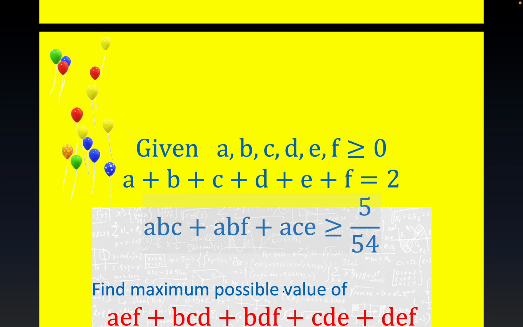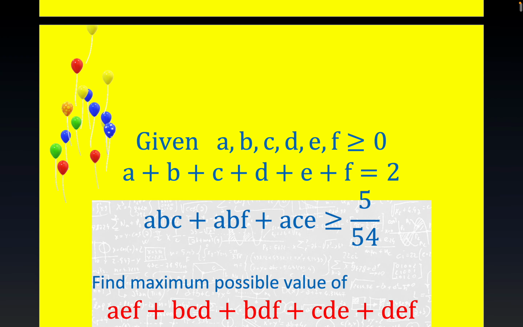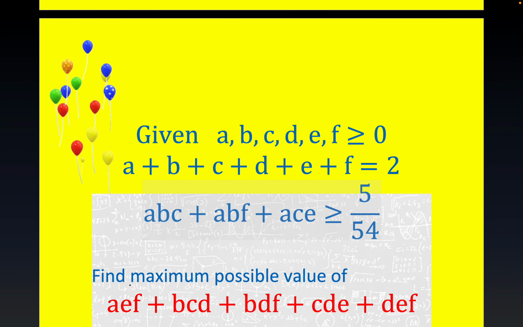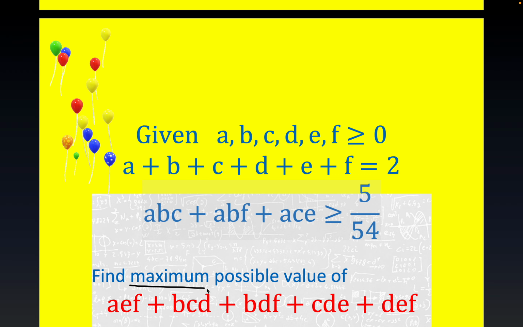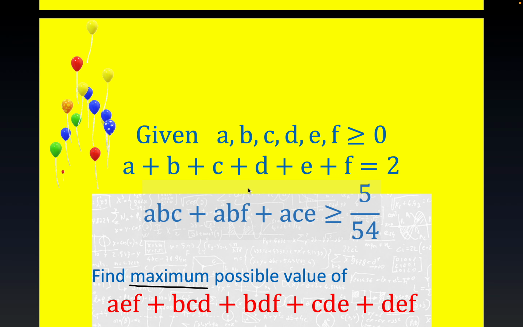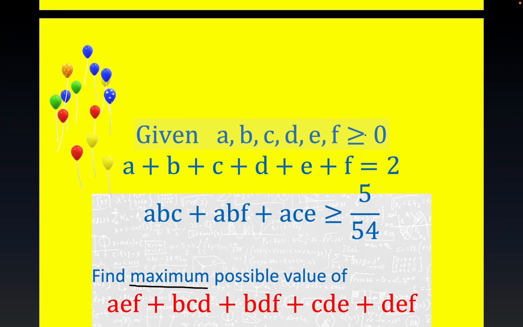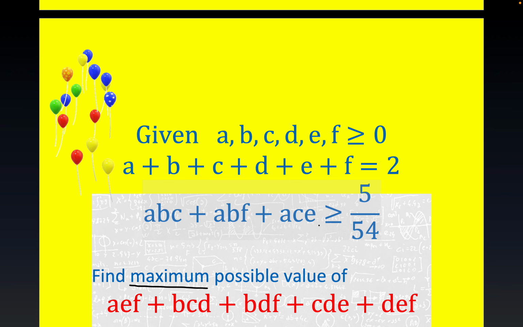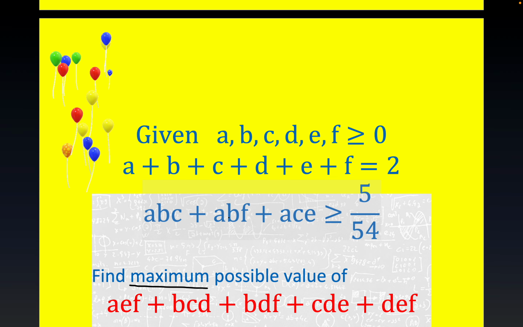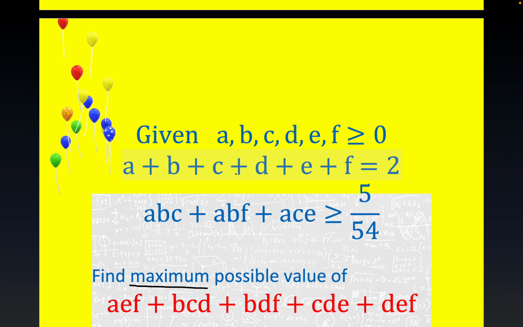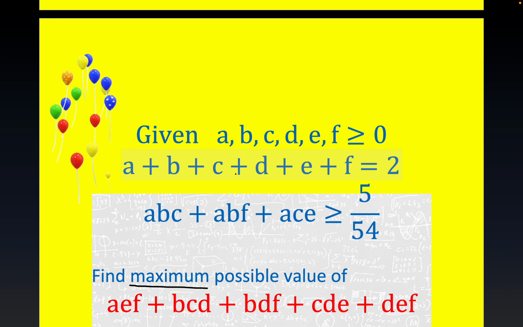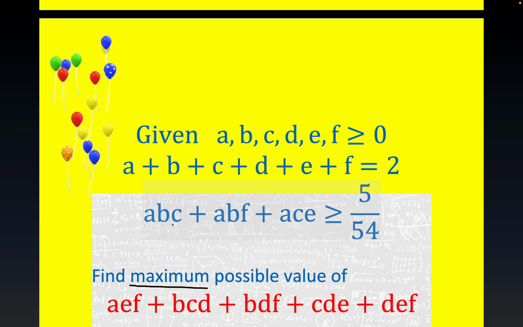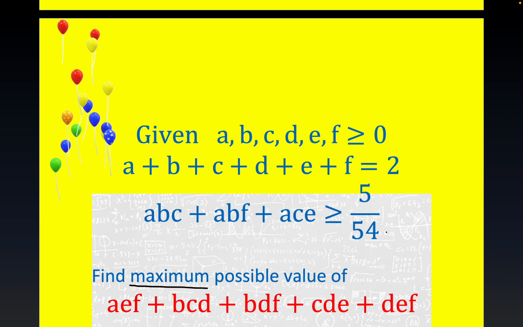Good day, everybody. We're supposed to find the maximum possible value of a particular expression, given relatively scant initial conditions. We're only given that the 6 real numbers are non-negative and they sum up to 2. We also know this condition right here: there are 3 terms, each comprised of products, and their sum is greater than or equal to 5 over 54.